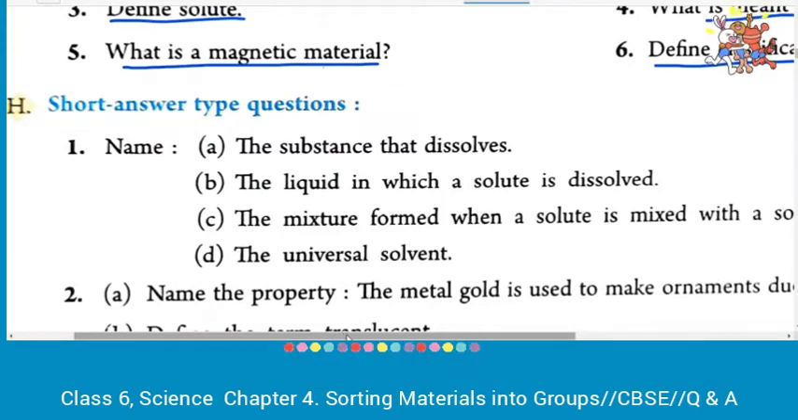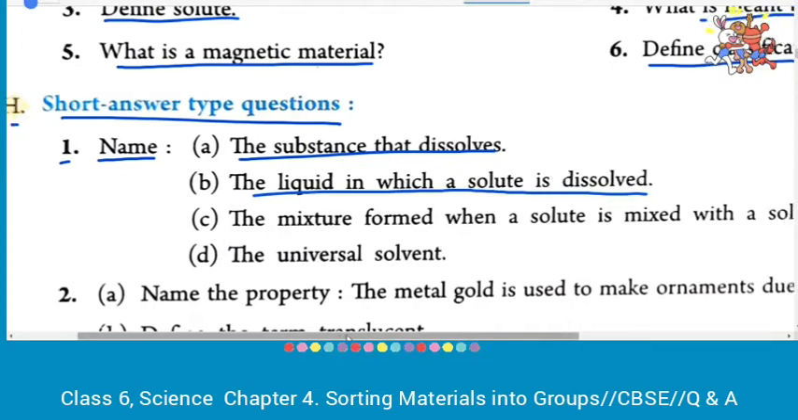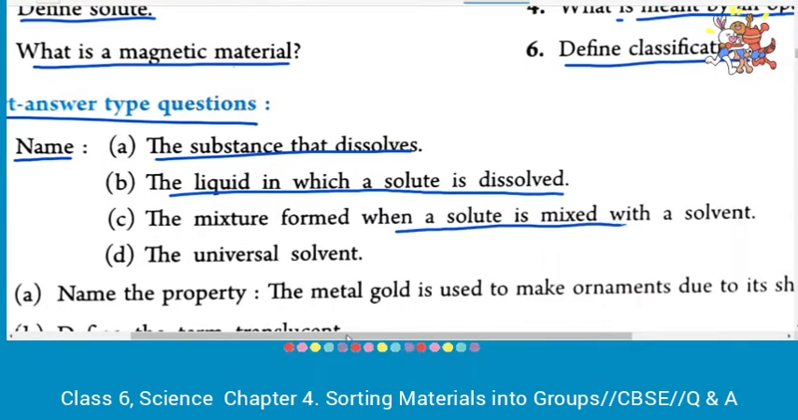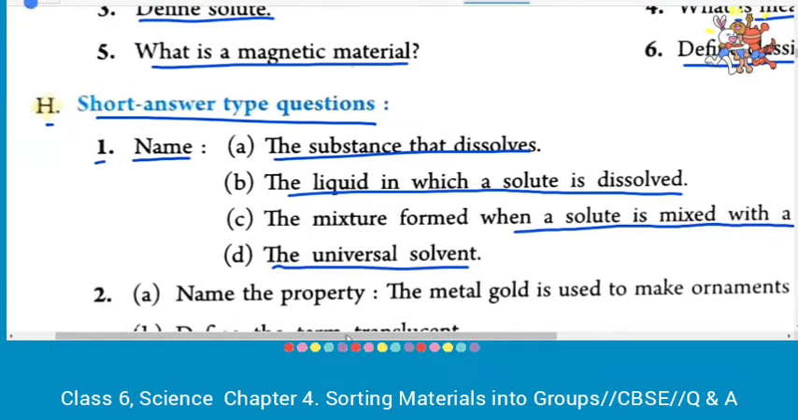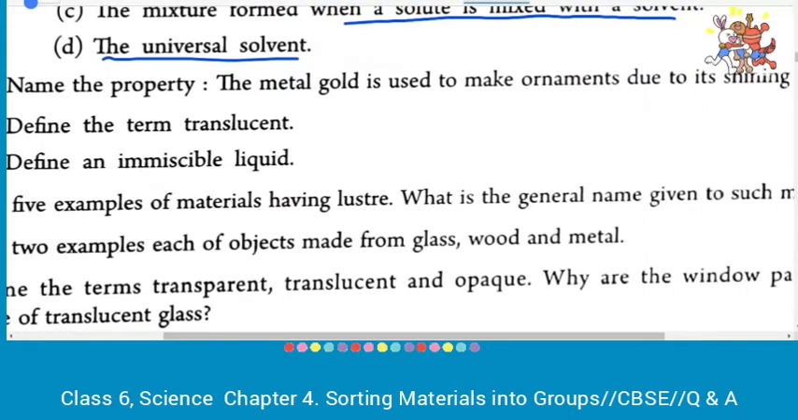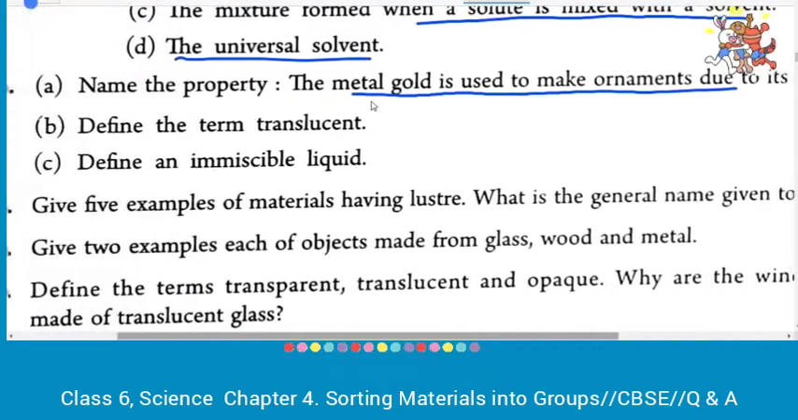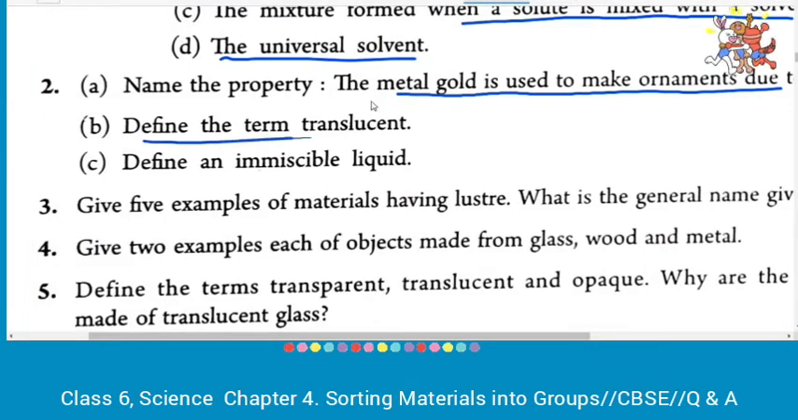Now section H, short answer type questions. First one, name the substance that dissolves, the liquid in which a solute is dissolved, the mixture formed when a solute is mixed with a solvent, and the universal solvent. Second one, name the property. The metal gold is used to make ornament due to its shining texture. Define the term translucent. Define an immiscible liquid.